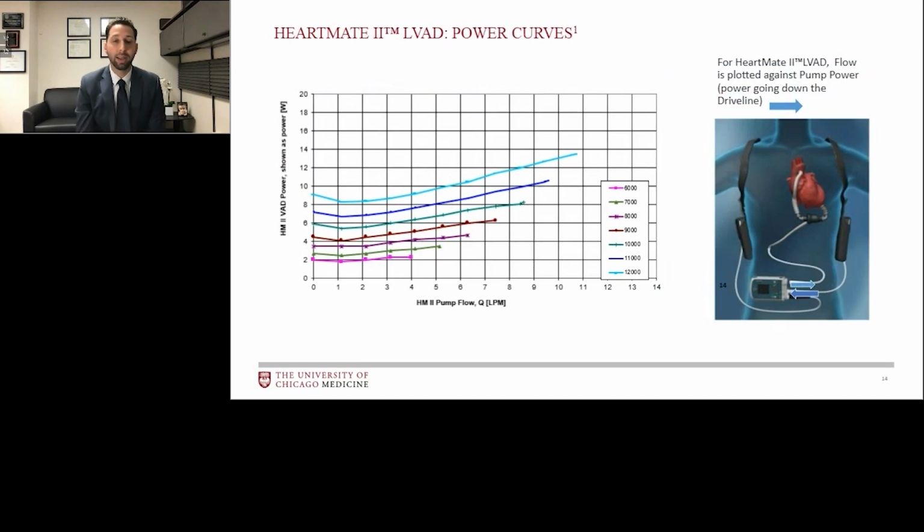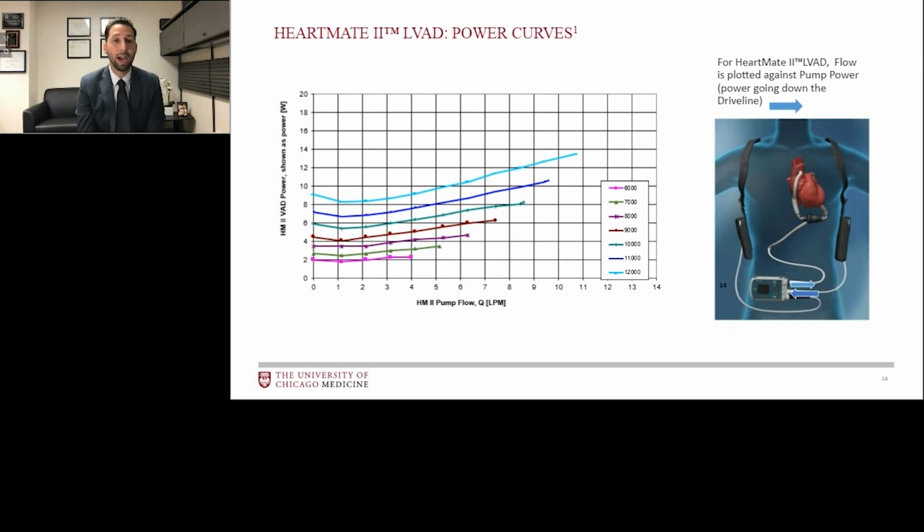The HeartMate 2, as I mentioned, has its computer in the controller itself. And the only power it is able to see is this total pump power, this composite term of total pump power. And when this power is plotted on a power versus flow curve, which you can see here, the relationship for the HeartMate 2 is what you see on the graph here. The relationship between power and flow is largely linear under the normal operating conditions. So in flows above 2.5 liters per minute and up to 10 liters per minute, the relationship between power and flow is linear.